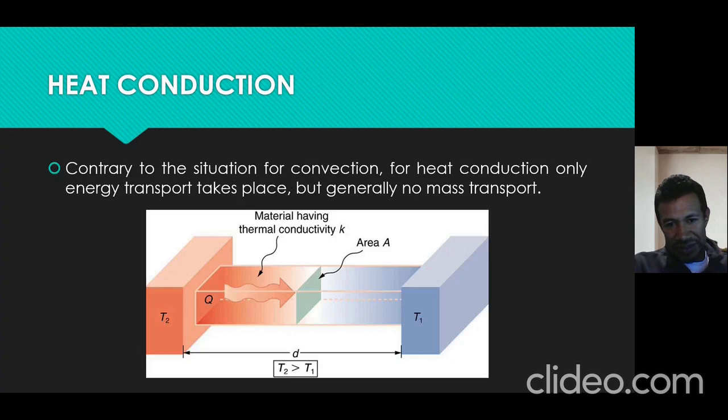Contrary to convection, for heat conduction only energy transport takes place, but there is no mass transport. Heat conduction can only occur in matter, and in vacuum no heat conduction is possible, while thermal radiation also takes place in vacuum. Otherwise, we would not receive the sun's radiation.